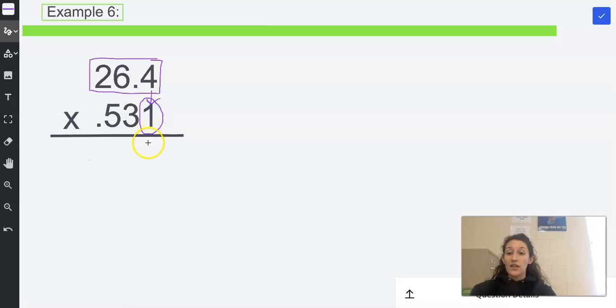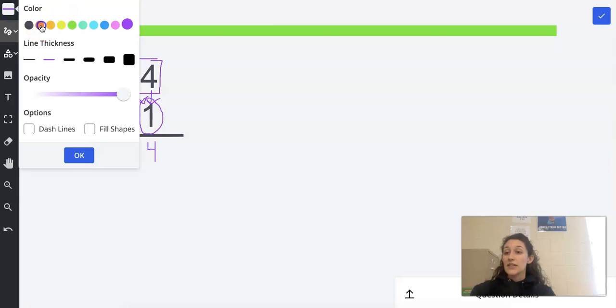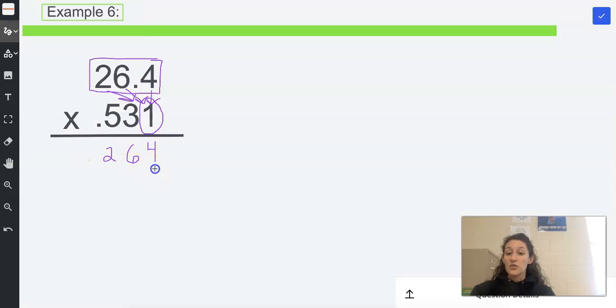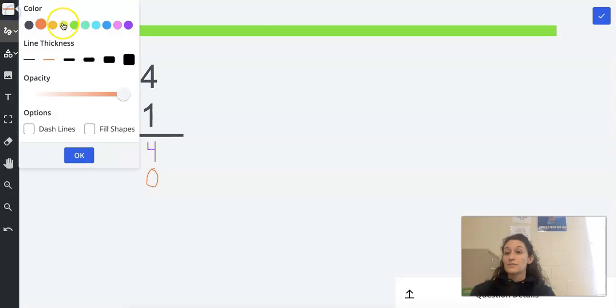4 multiplied by 1 is 4. 6 multiplied by 1 is 6. 2 multiplied by 1 is 2. Now we need a placeholder for the next line, so I place a 0 here, and then I'm going to erase the work that I've done so far and grab a new color.